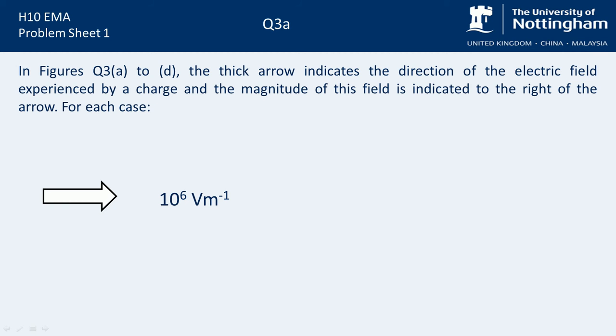It looks something like this, and you can see that we've got a field which is acting to the right, and it's got a magnitude of 10 to the 6 volts per meter, and this is 1 times 10 to the 6. If you ever see this, it's just shorthand, so it's a bit less confusing. And what else have we got? It's experienced by a charge, and the charge is indicated by a circle, and then we've got the magnitude of that charge next to it.